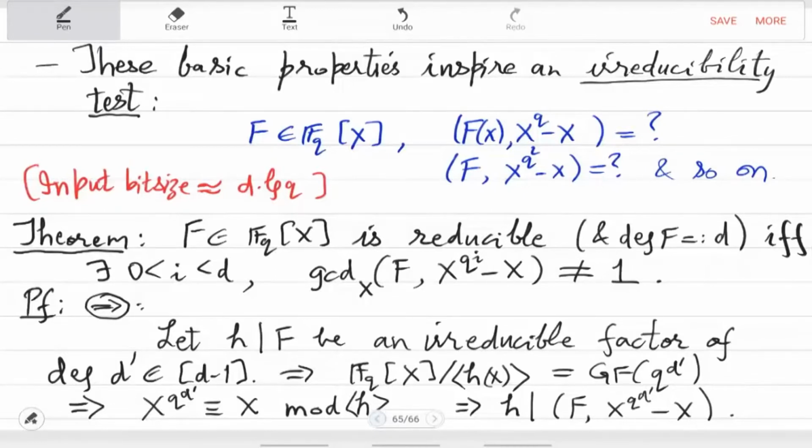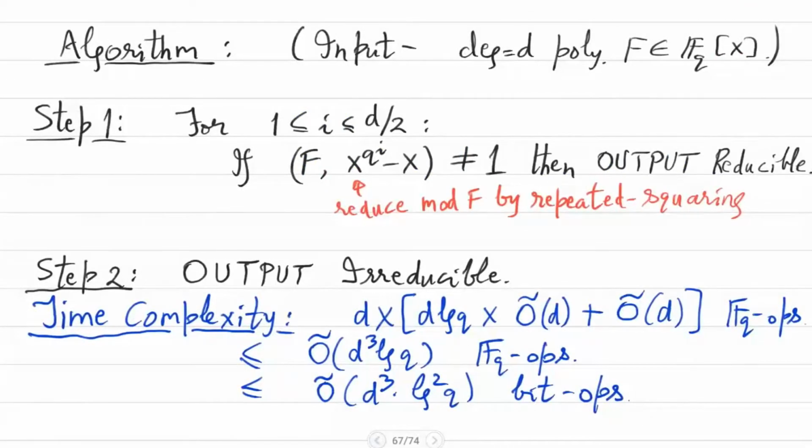Ultimately, we want to find factors of F, but first for that we have to check whether it's reducible or irreducible. So we show that it is reducible if and only if one of these GCDs is not 1. Okay, we gave a proof of this, and based on that there is this straightforward algorithm that you go over all i's taking GCD with respect to this x variable of f with x to the q to the i minus x.